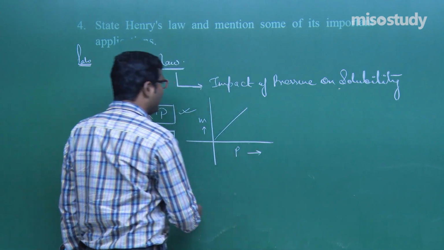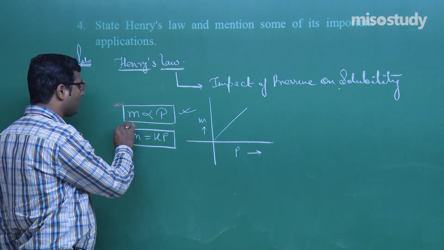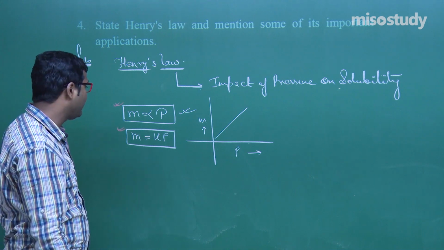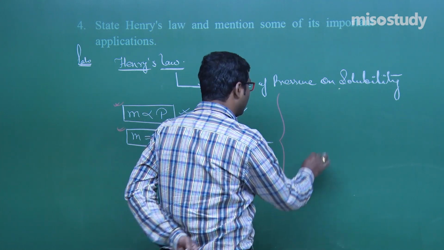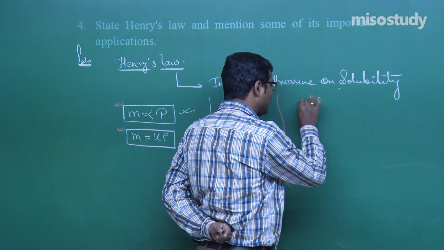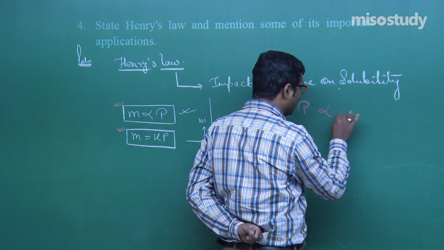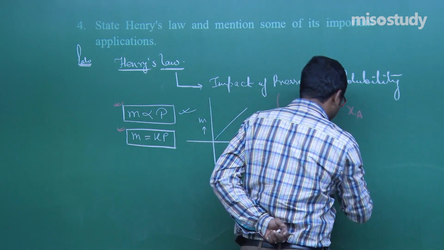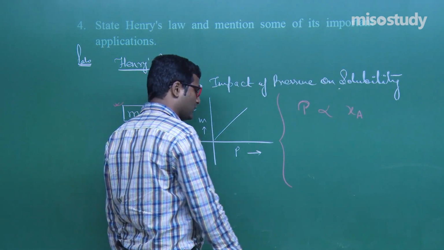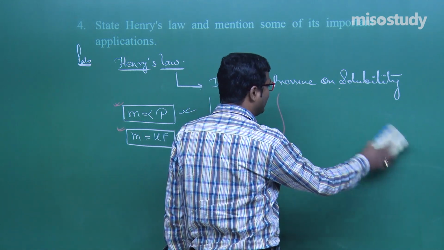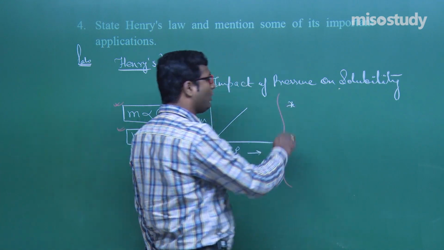Now, as we know, it's better to represent the solubility in terms of mole fraction. Again I am repeating, it is better to represent the solubility in terms of mole fraction. The statement is that the partial pressure, that is, the pressure of the gas at equilibrium, is directly proportional to the mole fraction. That is, we can say the solubility of a gas is directly proportional to the pressure of the gas at equilibrium with that liquid. This is another statement of Henry's law.